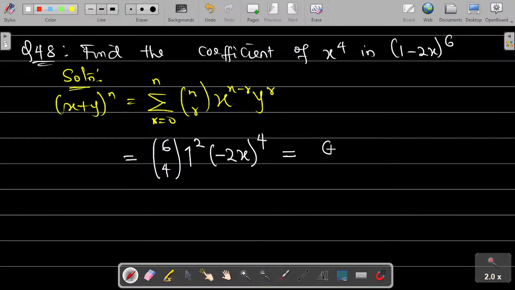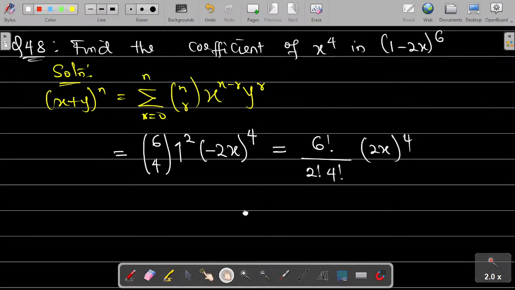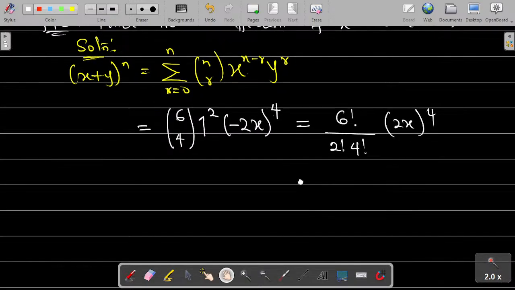That's going to give us 6 factorial over (6 minus 4), which is 2 factorial, times 4 factorial, multiplied by 1 squared, which will go away. Remember we said when the power of any negative number is even, then you can throw away the minus. So the minus can go, and we just have 2x raised to the power of 4.